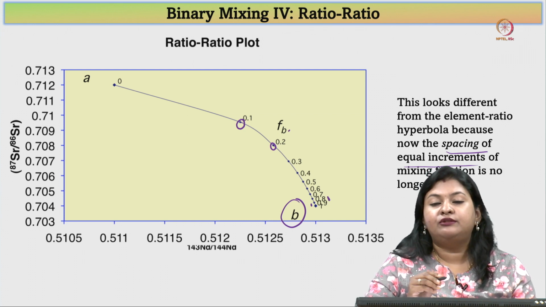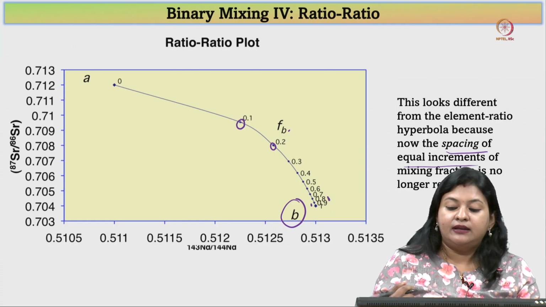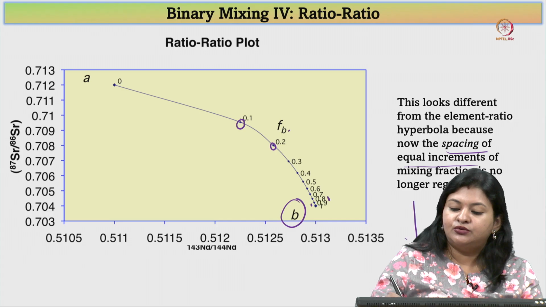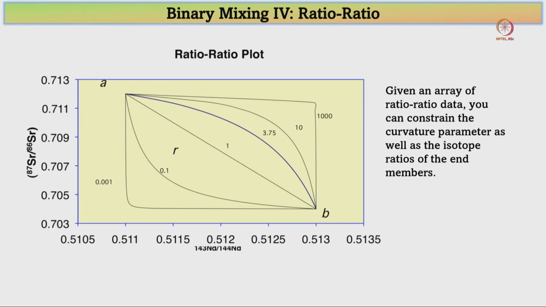So, whenever you are trying to find out from the data of the end member, then we are always suggested to use the more linear plots.